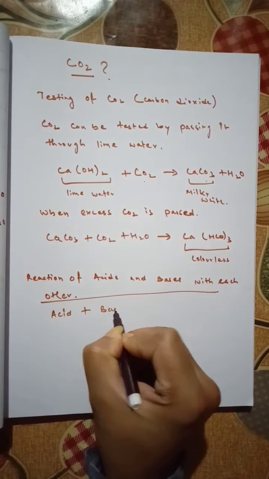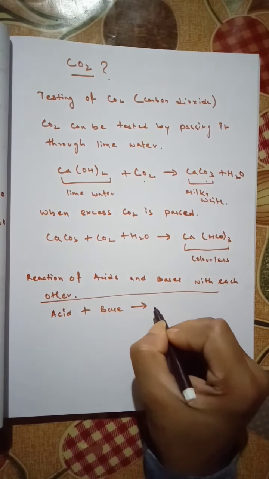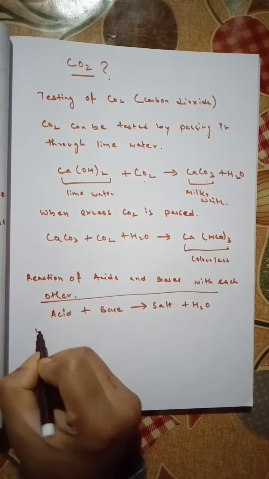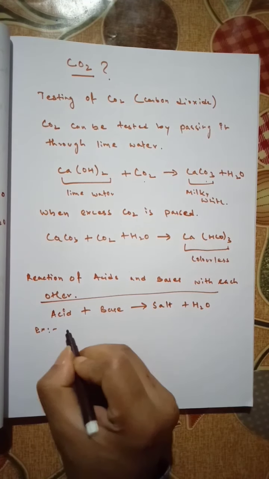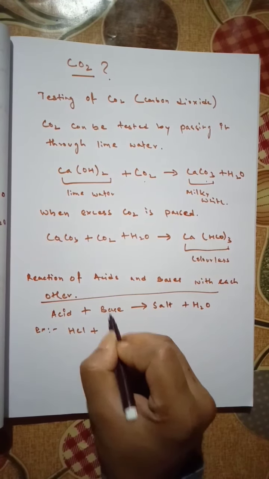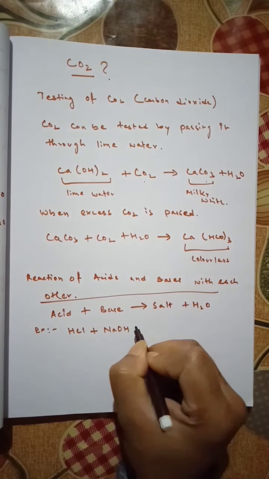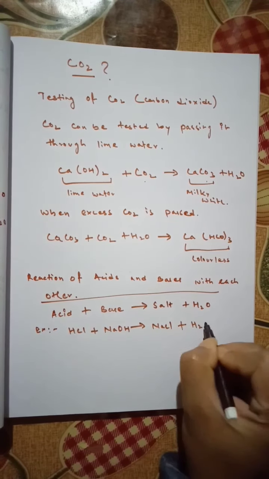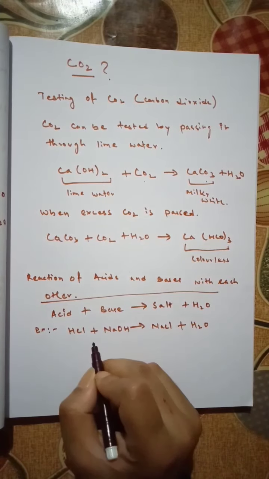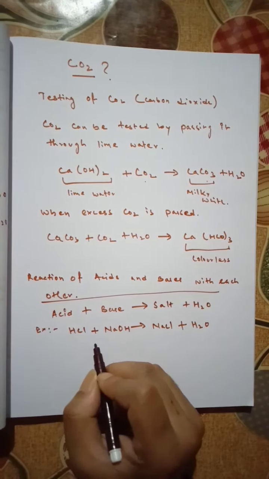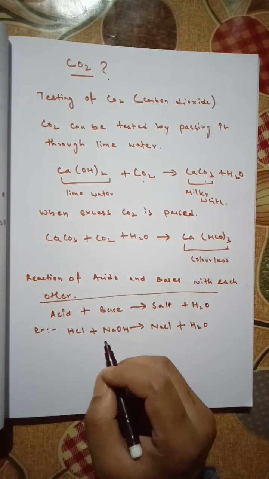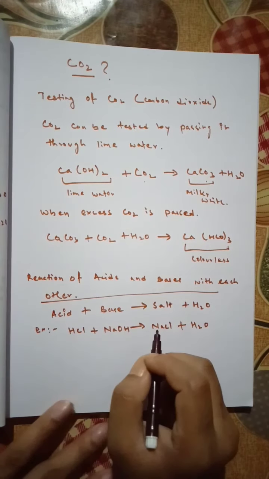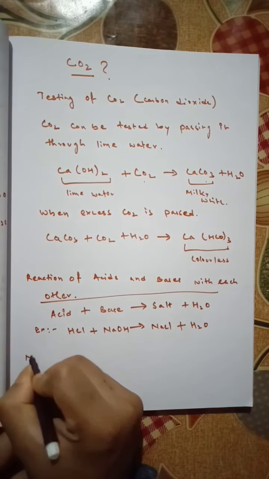When acid and base react, we get the product as salt plus H2O, which is water. For example, if we take acid as hydrogen chloride plus base as sodium hydroxide, then we get salt as sodium chloride plus H2O. This is called the reaction of acid and base. Whenever we react acid plus base, we will get a solution which is salt plus H2O, which is water.